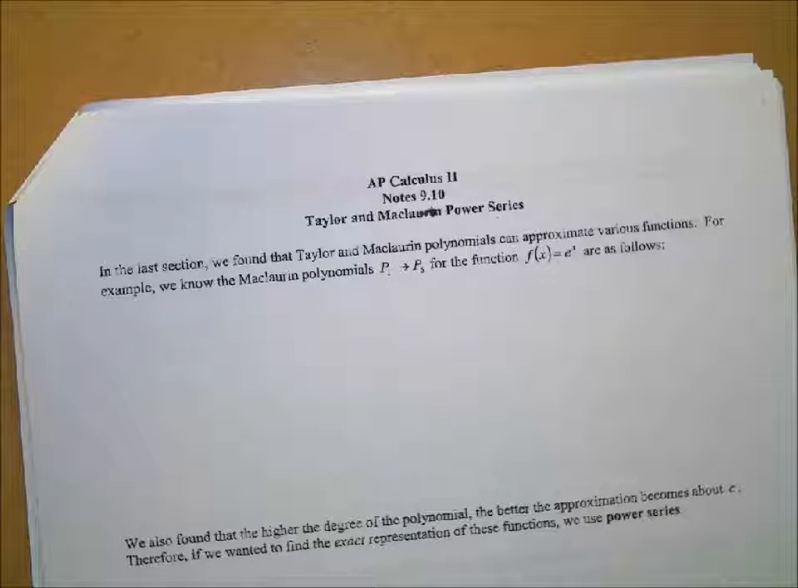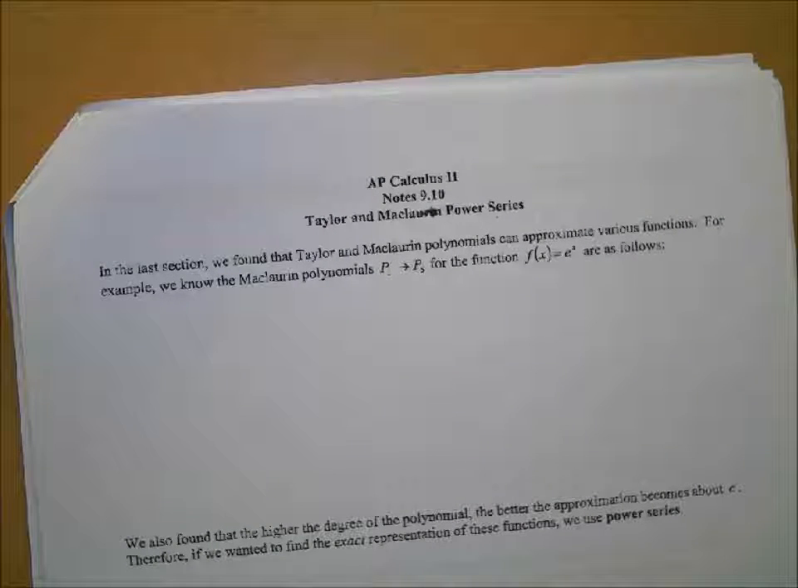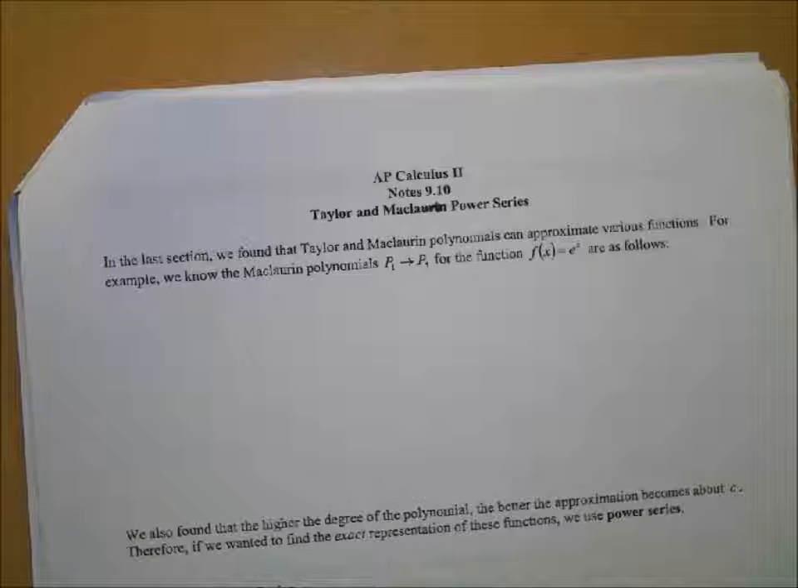And again, we build that by continuing to increase the degree of our polynomial. By increasing that degree, we can ensure that more and more of the derivatives of our approximation match more and more of the derivatives of the actual function. But of course, those have always been finite. So if we go back here, in the last section, we found that Taylor and Maclaurin polynomials can approximate various functions. For example, we know the Maclaurin polynomials p sub 1 through p sub 5 for the function f of x equals e to the x are as follows.